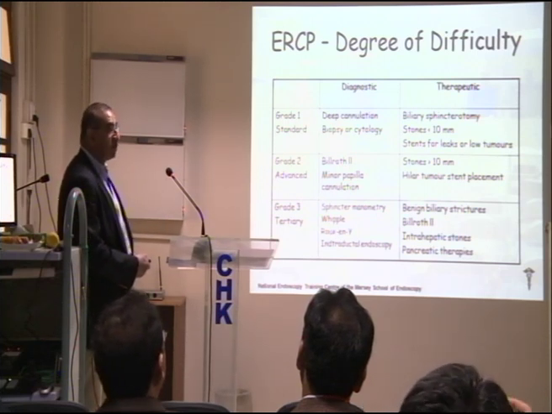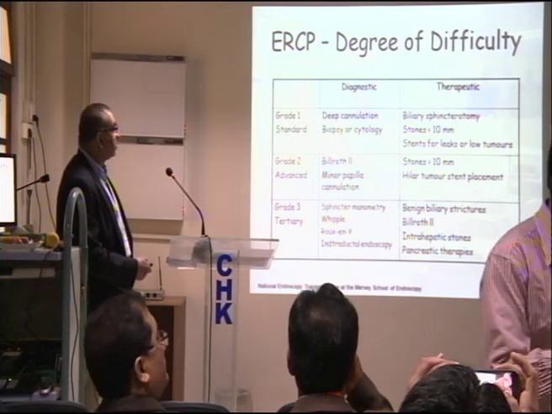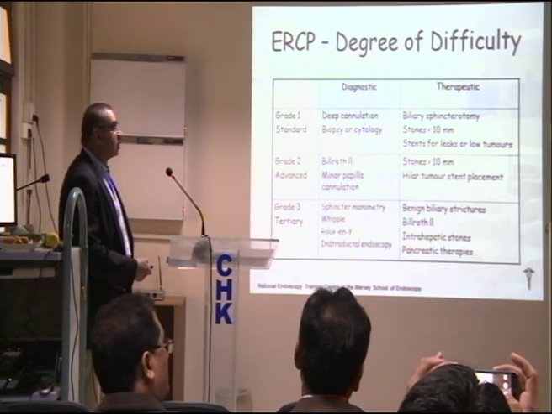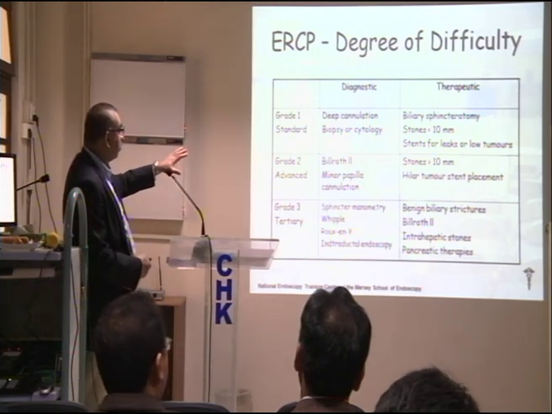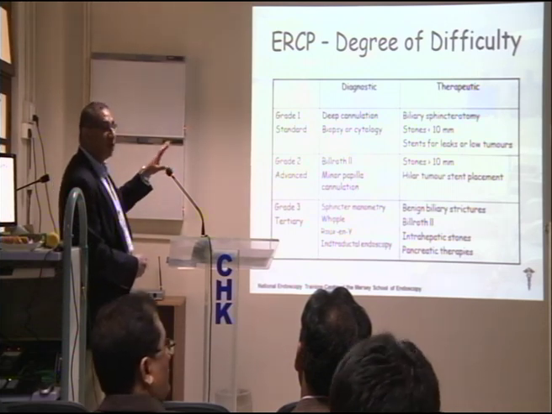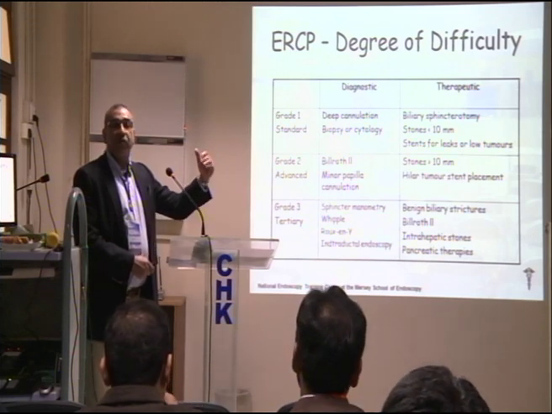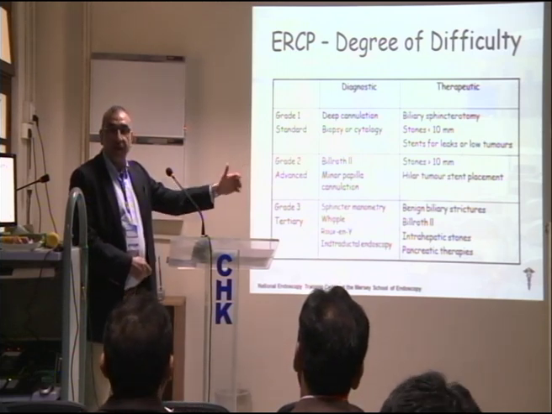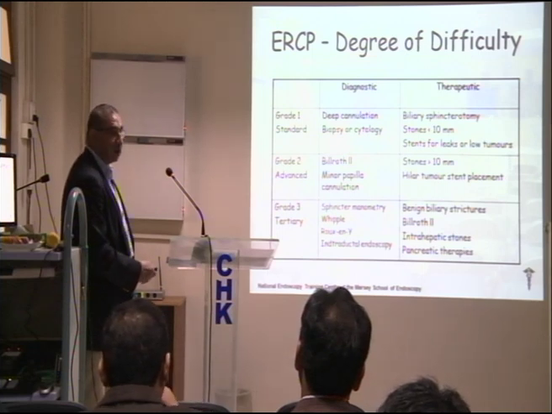biopsy and cytology, and biliary sphincterotomy, stones less than 10 millimeter, stents for leakage or low tumors. Simple procedures, which is something all of you should be aspiring to. Because if you get up to this level, you have achieved your initial objective. So this is what you want to do initially.